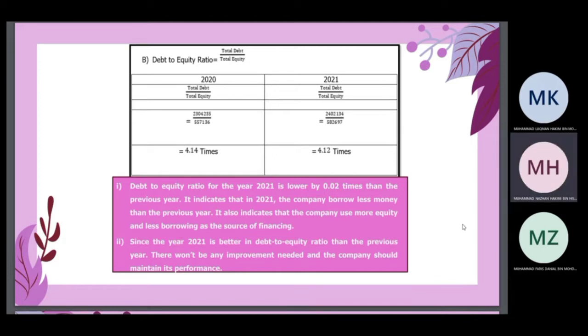For debt to equity ratio, in 2020, we get 4.14 times, and in 2021, we get 4.12 times. Debt to equity ratio for the year 2021 is lower by 0.02 times than the previous year. It indicates that in 2021, the company borrowed less money than the previous year. It also indicates that the company used more equity and less borrowing as the source of financing. So since the year 2021 is better in debt to equity ratio than the previous year, there won't be any improvement needed and the company should maintain its performance.